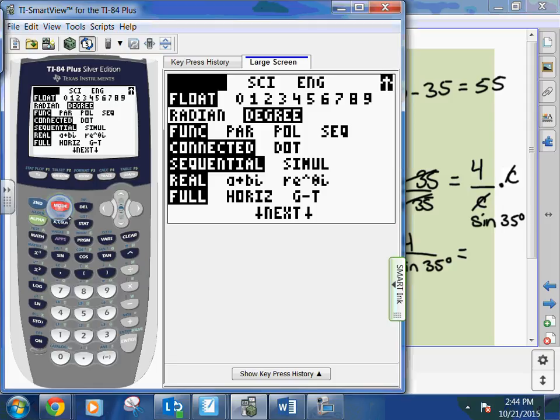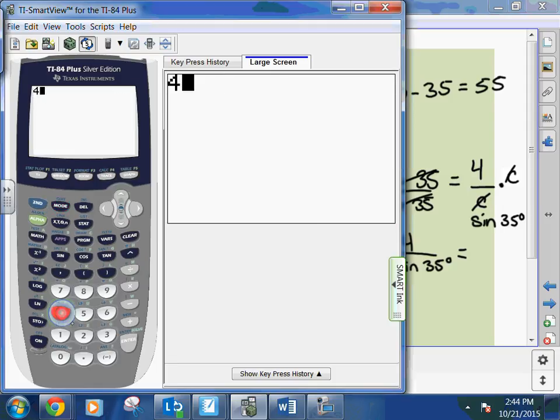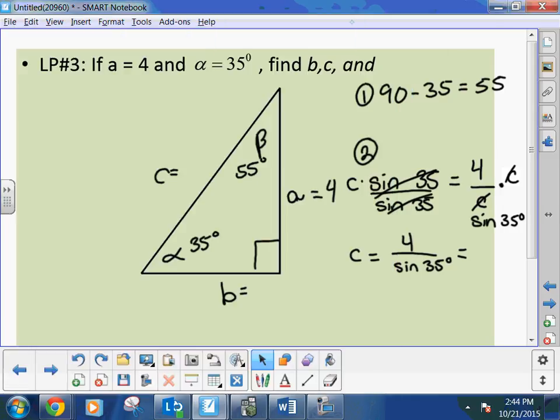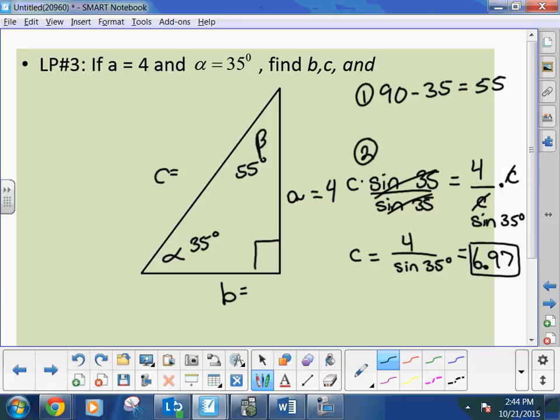From here, let's actually do what we have written down there: 4 divided by the sine of 35 degrees, and I'll achieve the answer. Remember, I'm rounding to 2 decimal places, which means I'm going to just write down 6.97. This is really 6.97. Let me box that off. And I'm also going to place that number in my triangle, in case I want to use that value to solve.